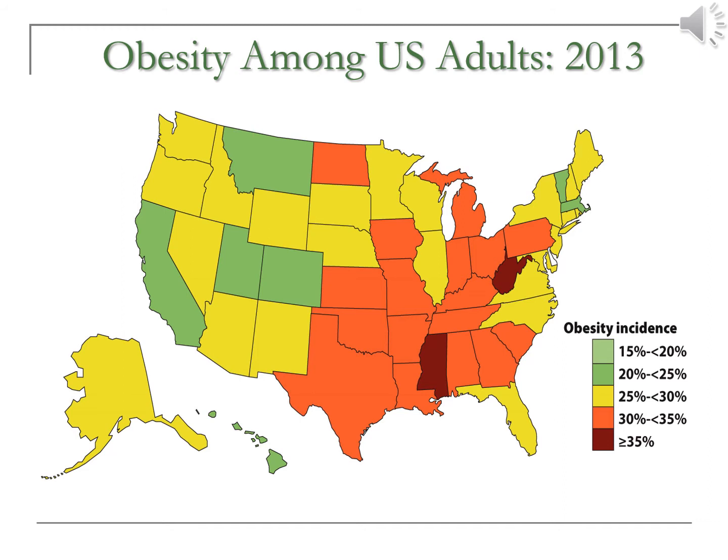And you can see that the dark red indicates greater than 35%. And then also you have light red or orange, which indicates 30 to 35% of the population of adults is obese. Quite a change from 1990.